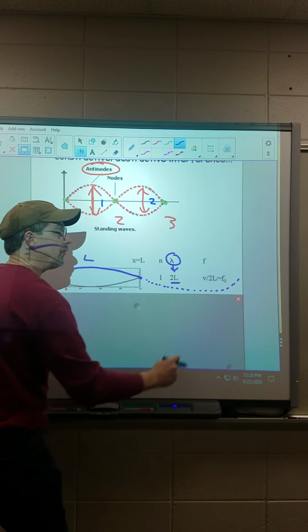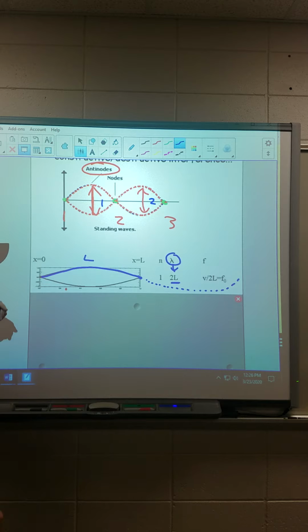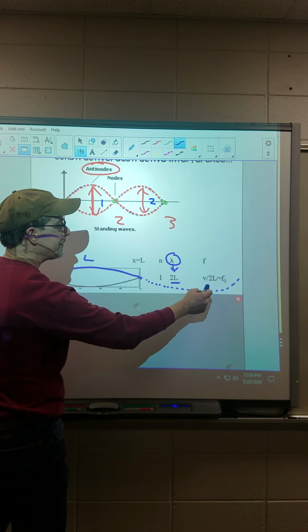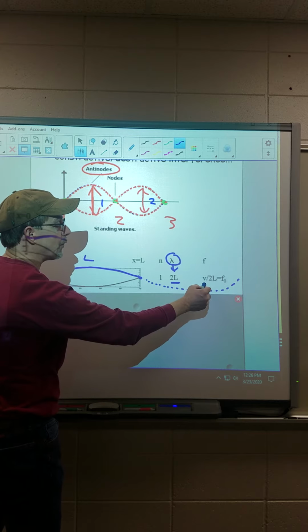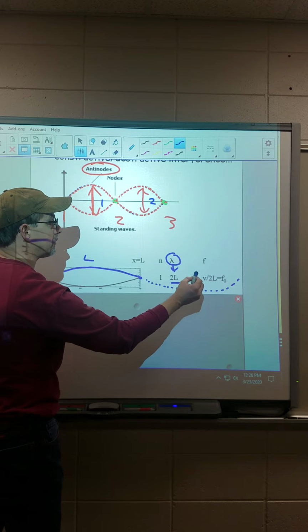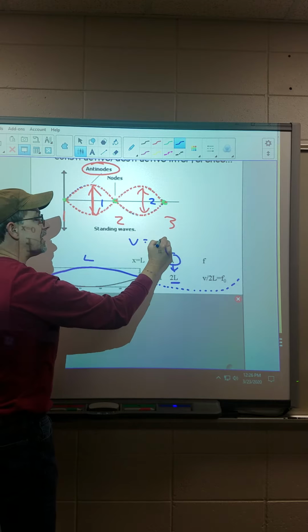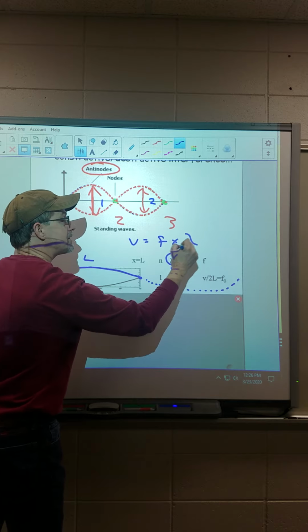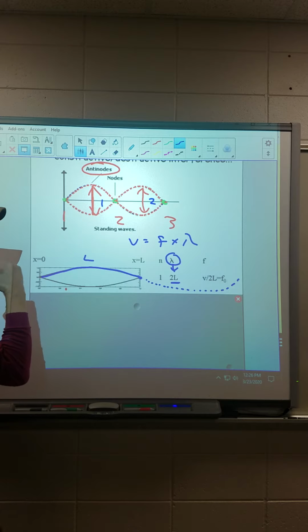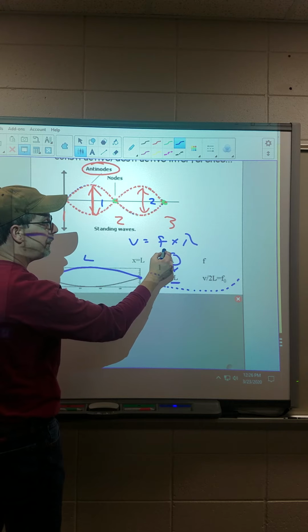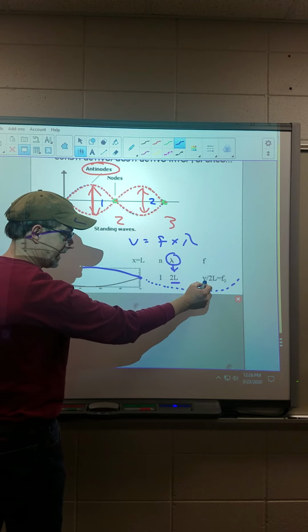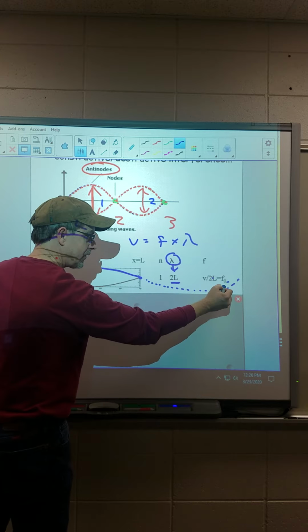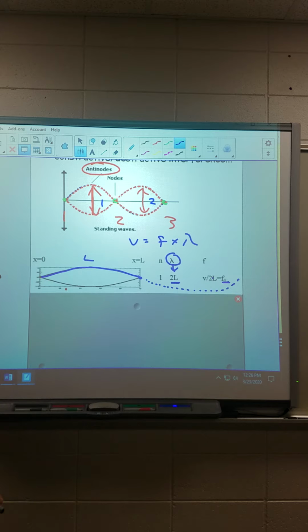This entire wavelength is 2L. Now the frequency at this level is going to be the velocity of this wave divided by 2 times the length. Because remember, velocity equals frequency times lambda, my wavelength. So if I want my frequency by itself and my wavelength is 2L, I'm going to take velocity divided by 2L. We're going to call that f sub 0, which is going to be my fundamental frequency. This is what I would describe as being my first harmonic.